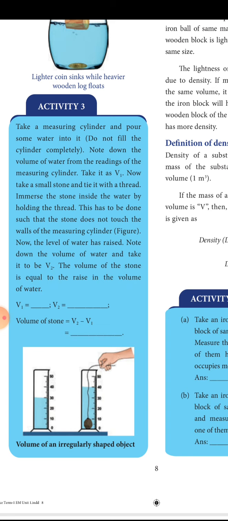Then we will see density. As we found the area of an irregular object, here we are studying the volume of an irregular object. Volume of an irregular object is also a detailed answer, an important detailed answer. Okay, next we will see density.